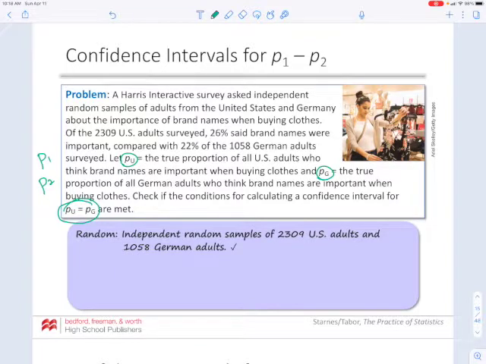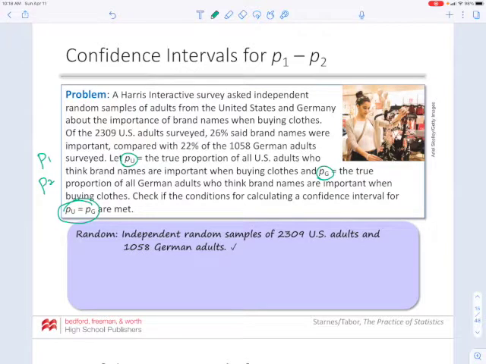Second, we have P sub U equals P sub G. Why are they equal? The idea is we want to know if there truly is a difference. So we're always assuming they are the same, that there is no difference between the two groups, and we're trying to find convincing evidence that there is a difference.